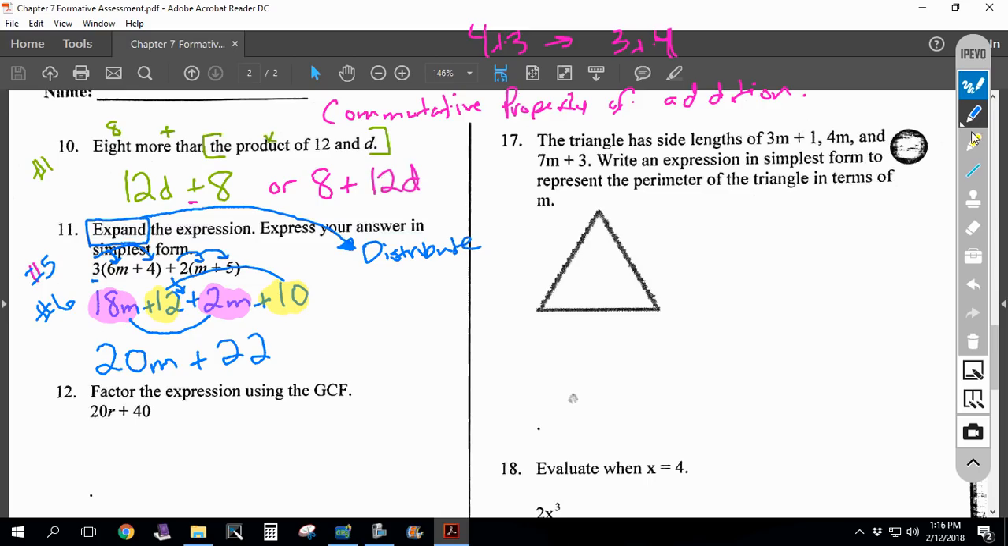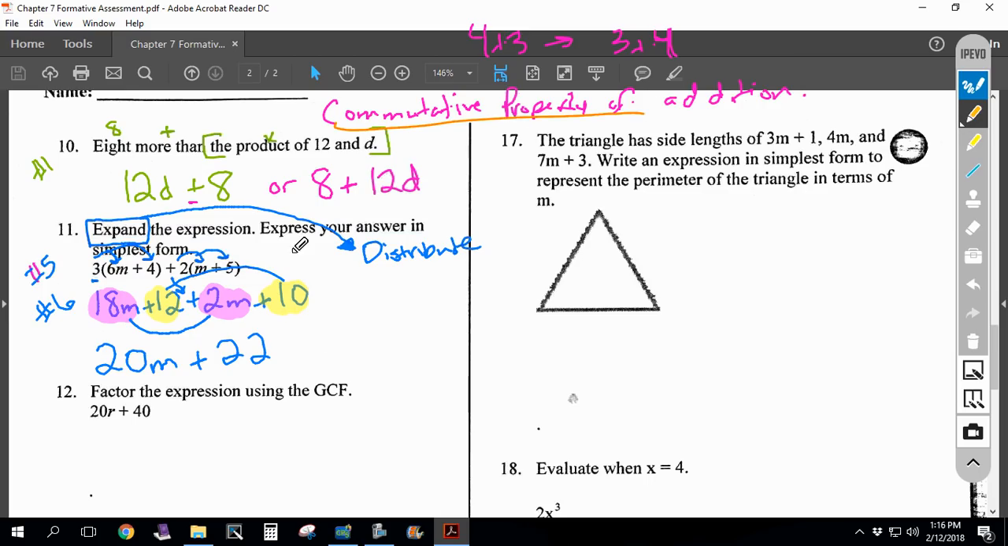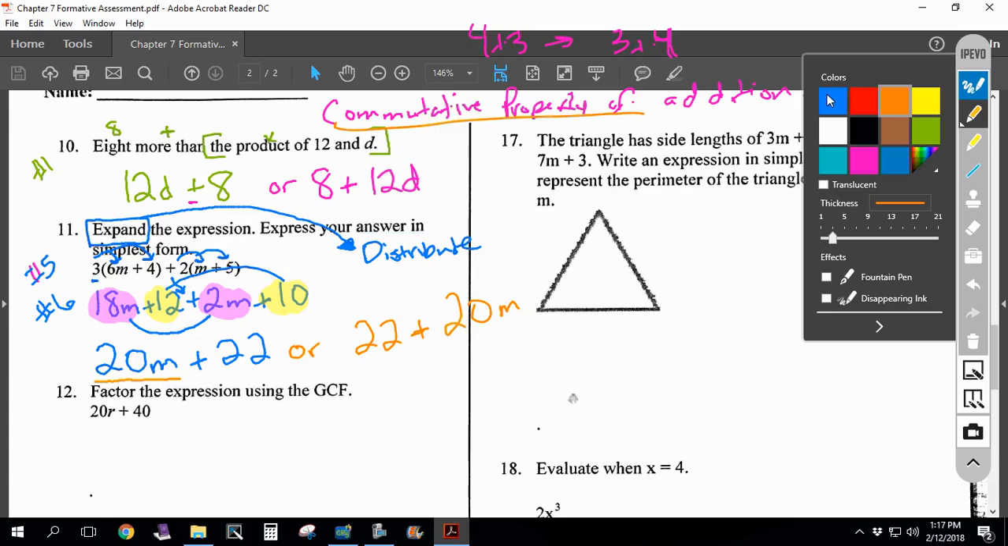Now, this is another one of those situations where I will accept a second answer because of the commutative property of addition. And I will also accept 22 plus 20m. Now, for those of you that remember, I mentioned in class that I want you to always try to put the variable term first. Not that it's important this year, but it will be going forward in your math classes next year, and then especially in 8th grade. Okay, let's go on to the next one.